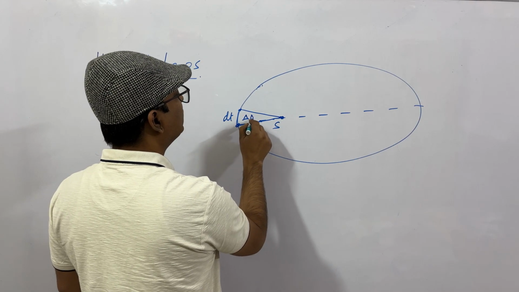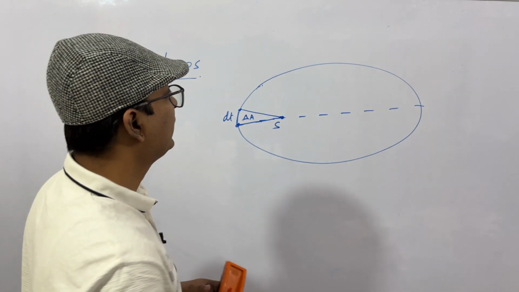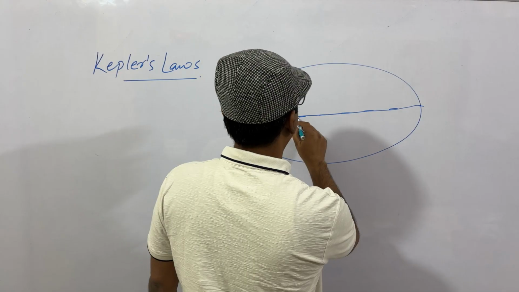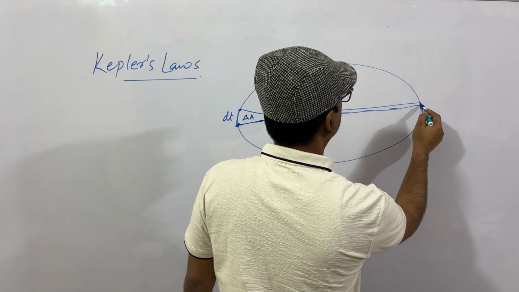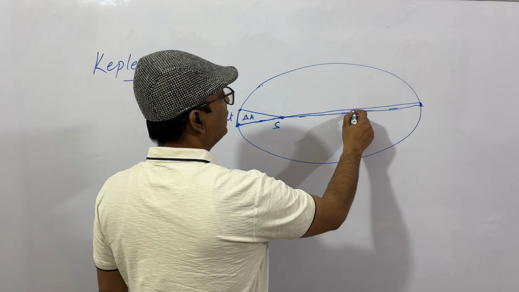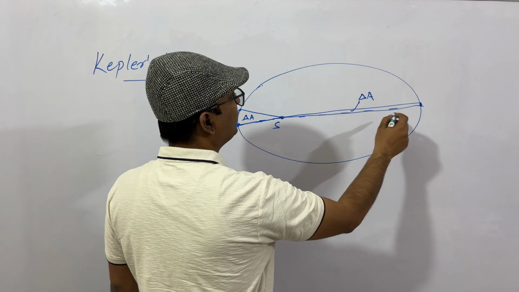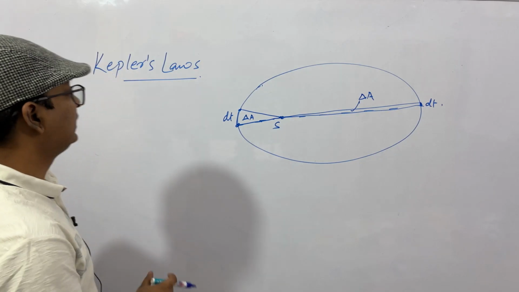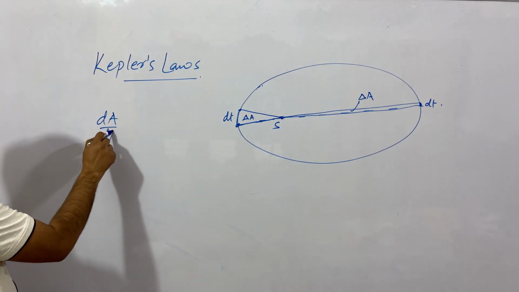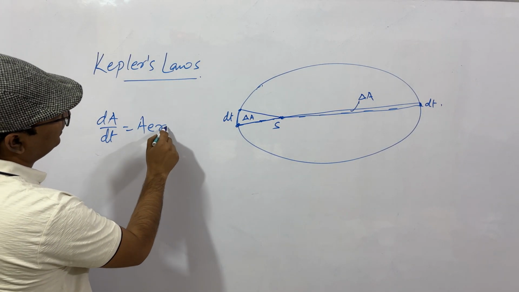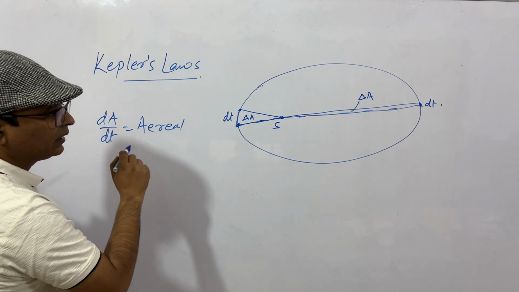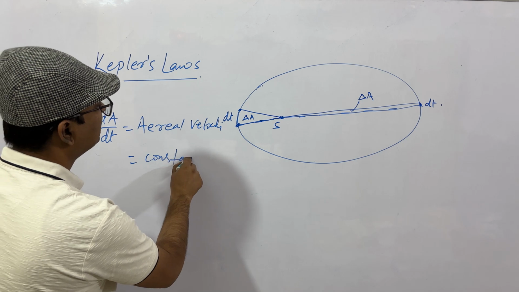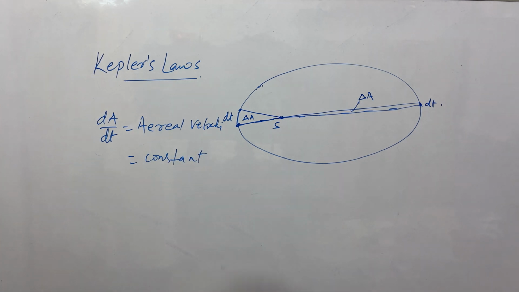So let's say this area is del A, traveled by the planet. If this area is del A, then the time will be dt only. That is, the areal velocity dA by dt, related to area, is a constant. This is Kepler's second law.